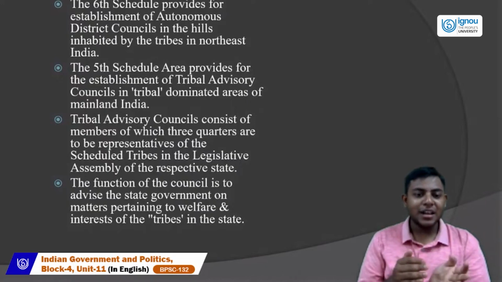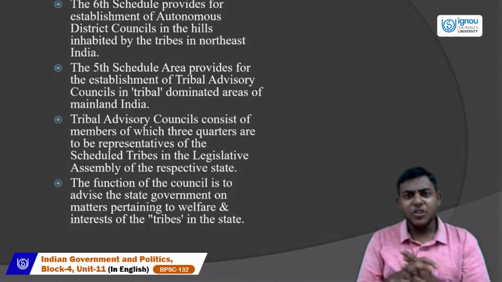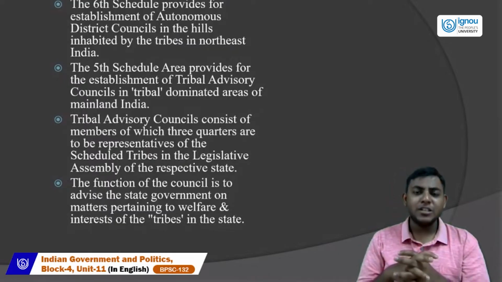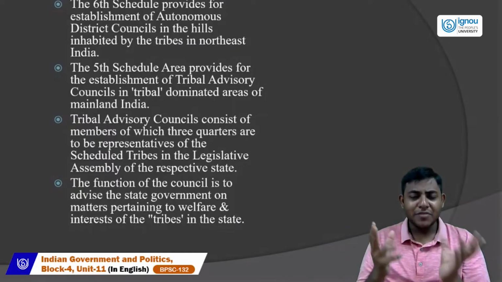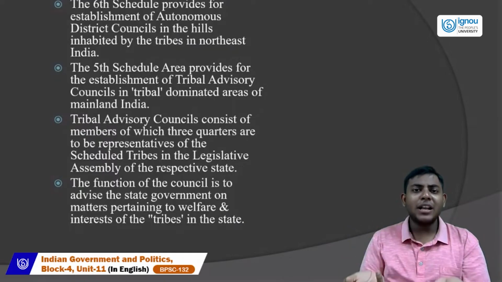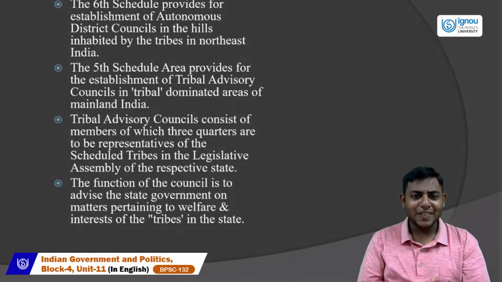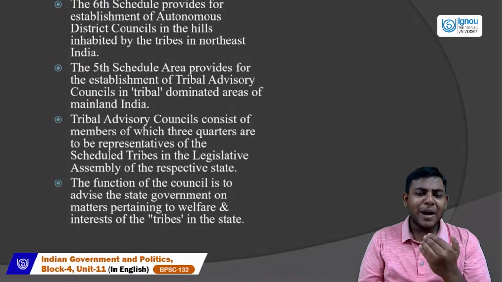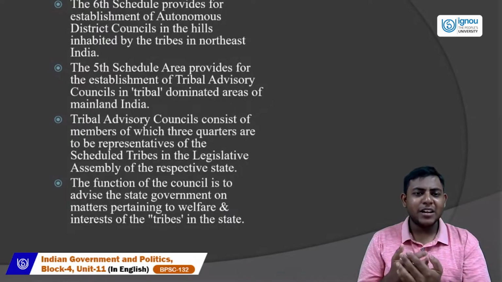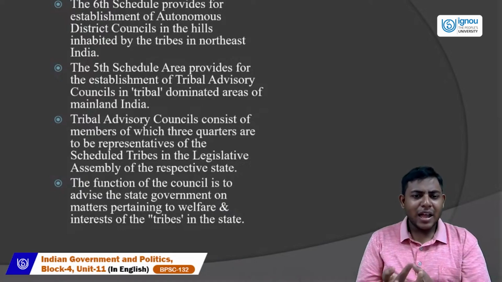For Jharkhand, for example, we do not have the 6th schedule. We have rather the 5th schedule, and as per the 5th schedule, there is the Panchayat Extension to Scheduled Areas, or the PESA Act as well, which ensures the participation of the tribal population in the 5th schedule areas in the local governance. This was implemented in 1996. So the 5th schedule areas provide for the establishment of tribal advisory councils, and the powers of the tribal advisory councils are comparatively much lesser than that of the autonomous district councils.